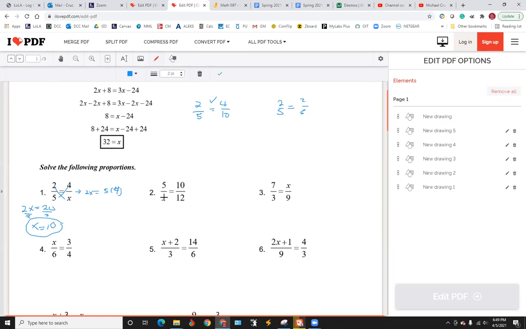So again, here, I like to put that one first. These don't have a whole lot of room, so I'm going to try to squeeze it in there. And then 5 times 12, which is going to be 60. So then 10x is equal to 60, divided by 10, divided by 10. X is equal to 6.